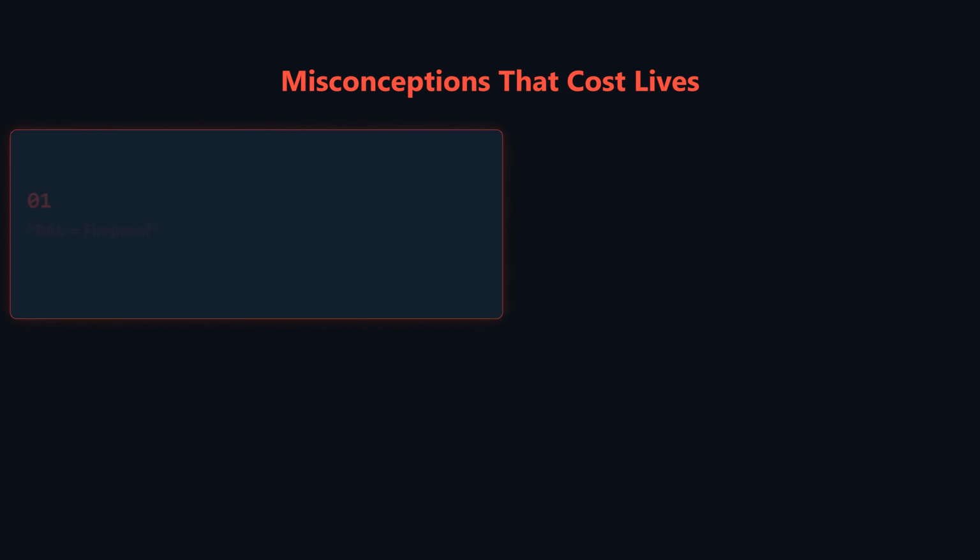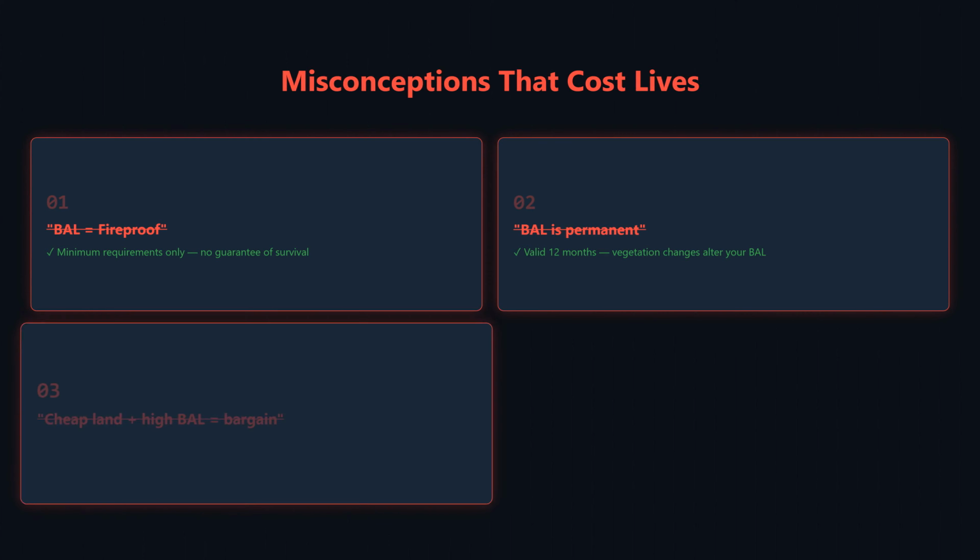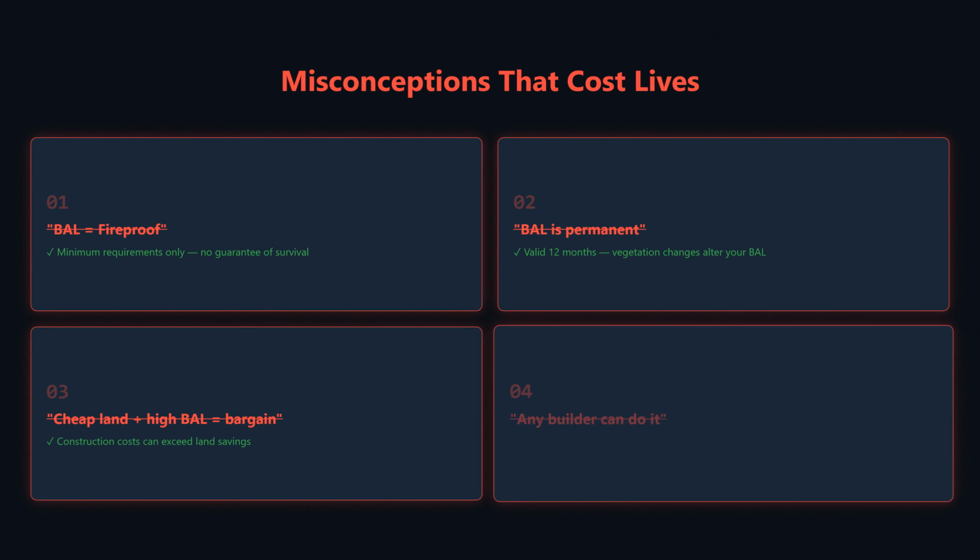Let's clear up the misconceptions that get people into trouble. Number 1. BAL compliance does not make your home fireproof. AS 3959 explicitly states there is no guarantee of survival. Compliance means meeting minimum requirements for the assessed risk. Survival also depends on vegetation management, property maintenance, and your own behavior during the fire.